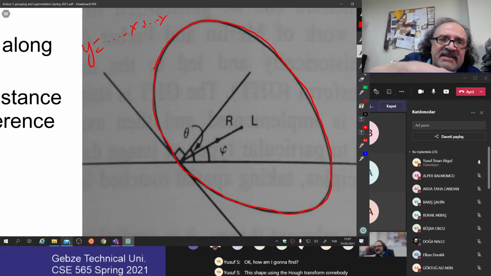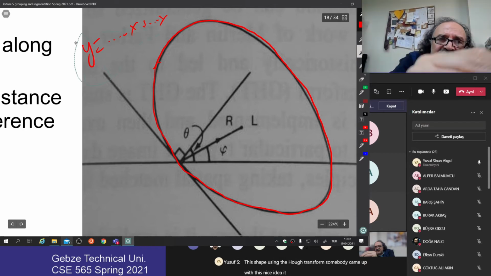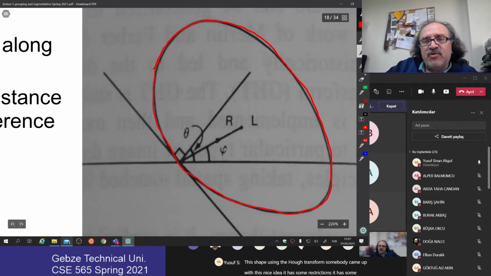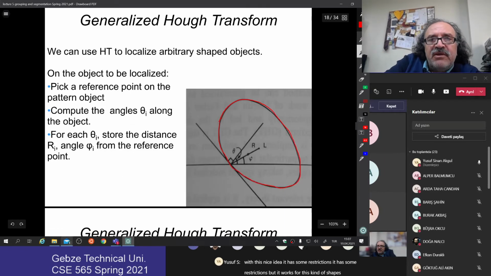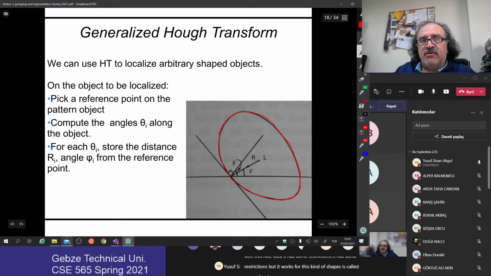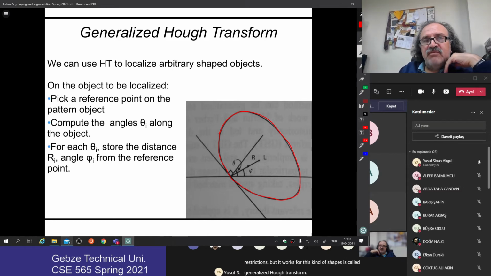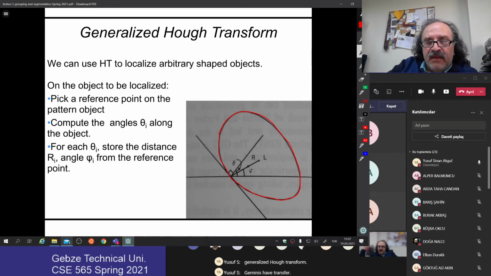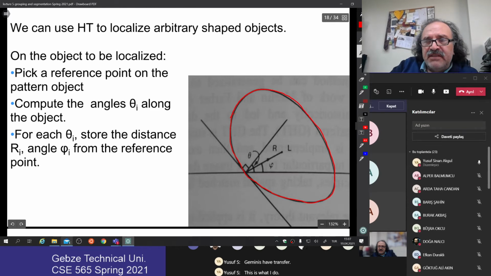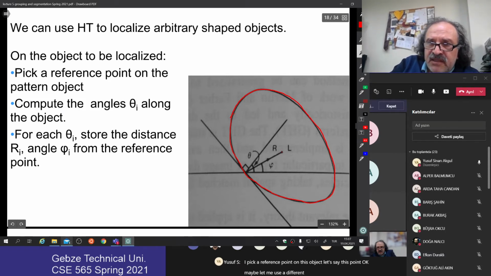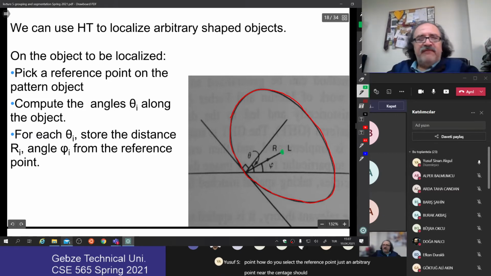Somebody came up with this nice idea. It has some restrictions, but it works for these kinds of shapes. It's called the generalized Hough transform. This is what I do. I pick a reference point on this object. This is my reference point. How do you select the reference point? Just an arbitrary point near the center should be enough.